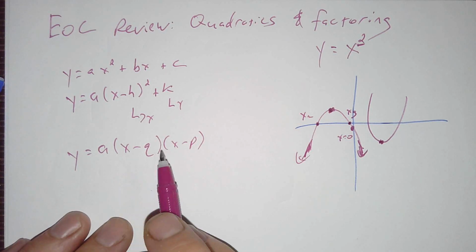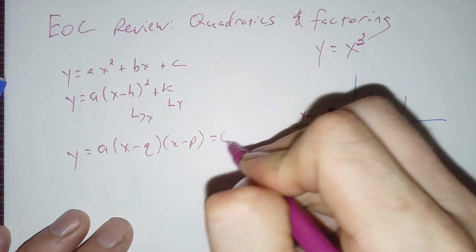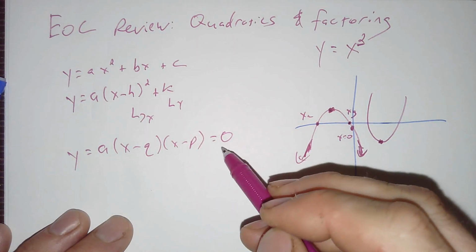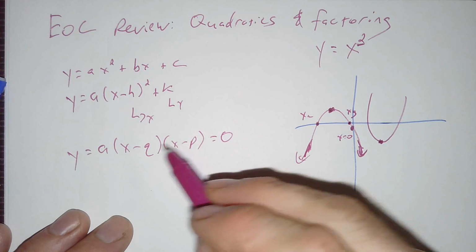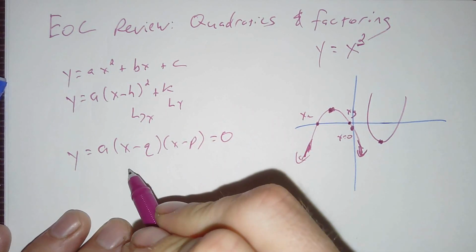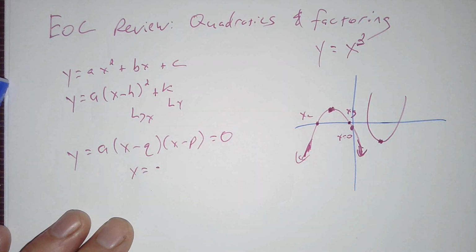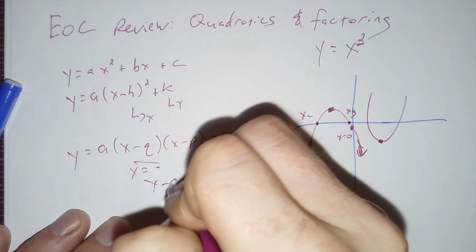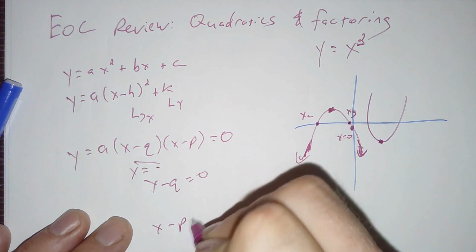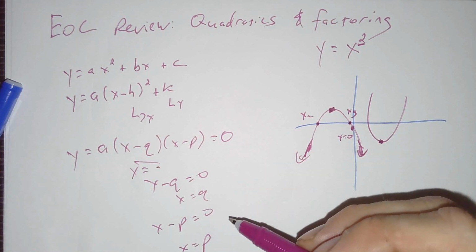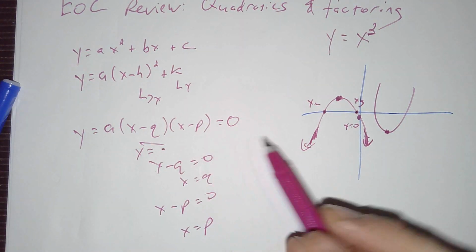When this is equal to 0, these are known as the zeros of the equation. The zero product law says that if this is 0 on the right, then one of these factors is 0 on the left. Let me do this the long way. So x minus q equals 0 and x minus p equals 0, so x equals q and x equals p, and that's why they're opposite in the equation.